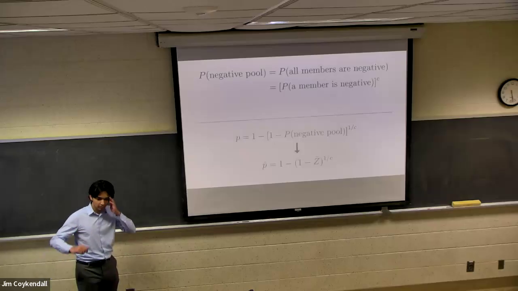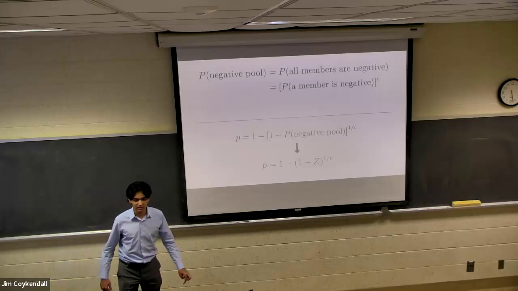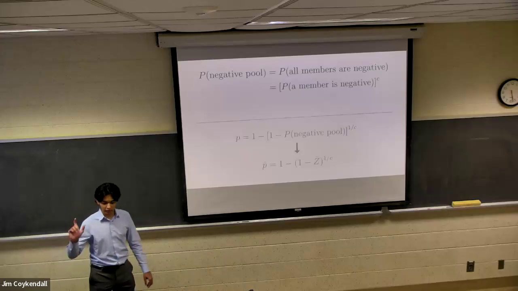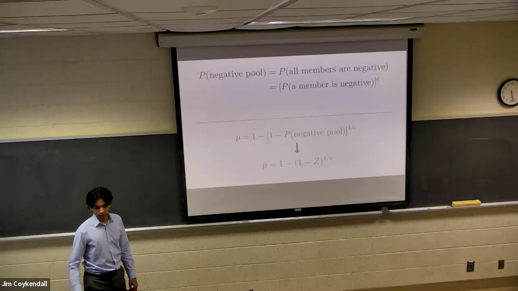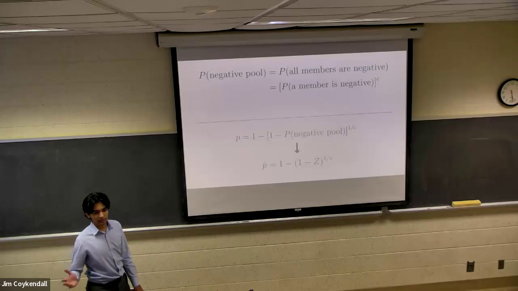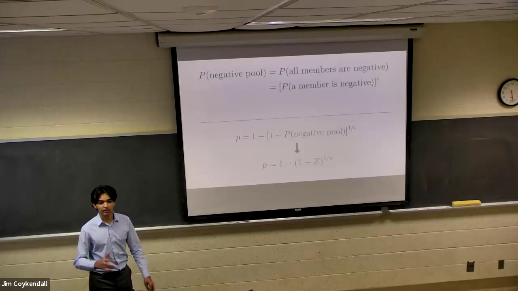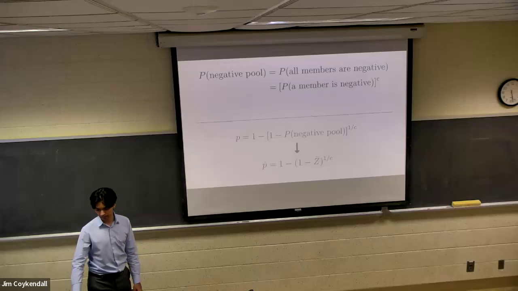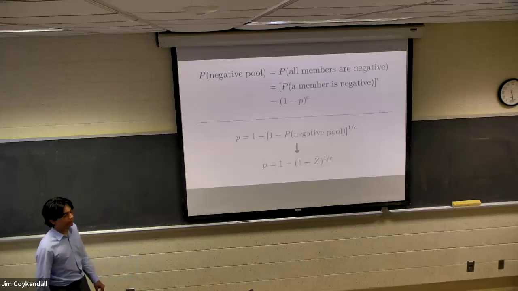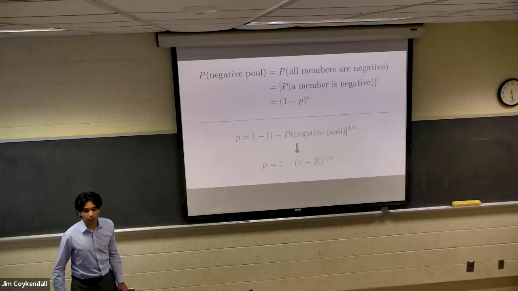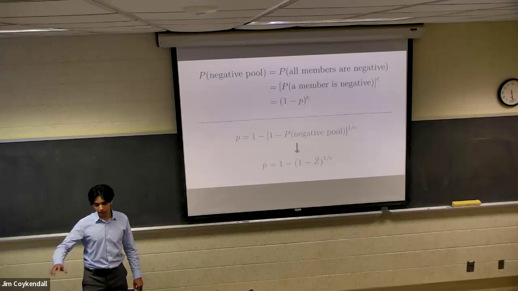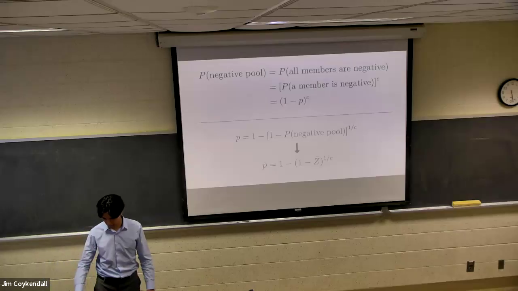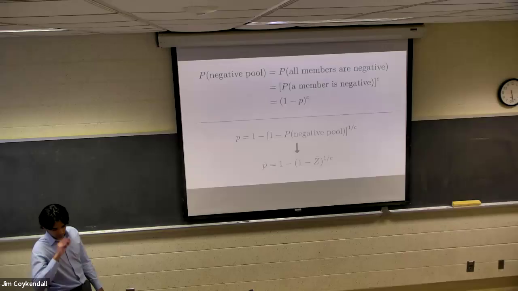And what is the prevalence? The prevalence is the probability that any given person is positive. We don't know it, but that's what it is. That's the definition. So 1 minus the prevalence, 1 minus P, is the probability that any given person in the population is negative. So we can substitute that. So we've gotten a relationship between the probability of getting a negative pool and P, which is the probability of an individual being positive. And we can use this to make an estimate.